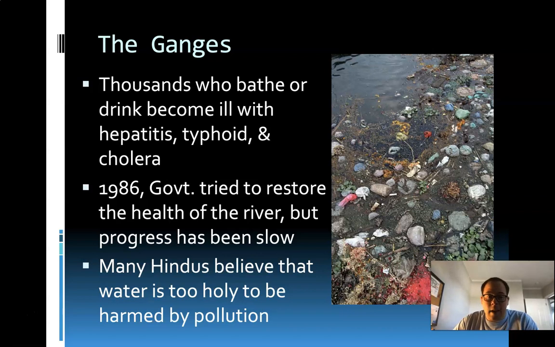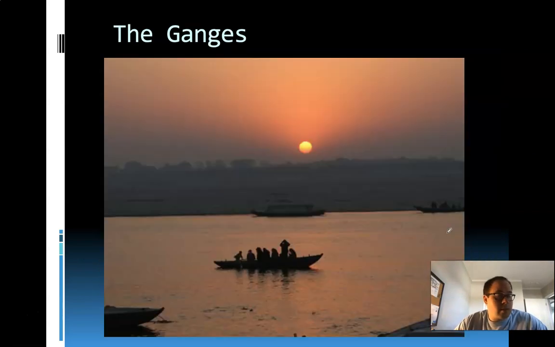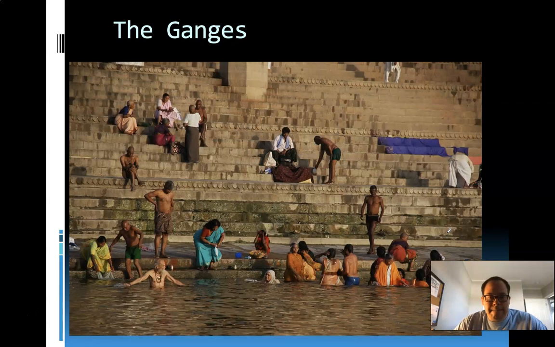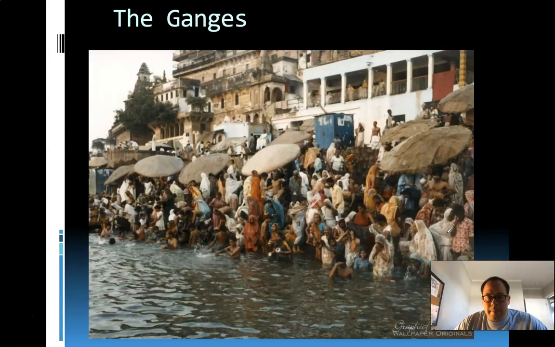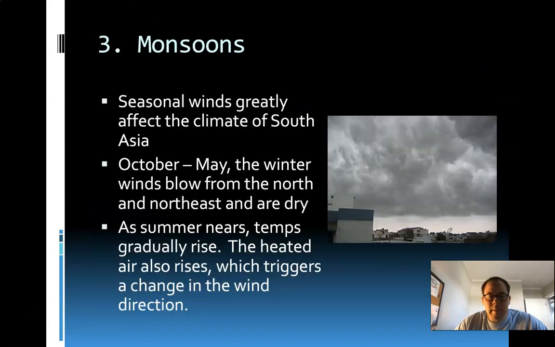And then in 1986, the government tried to restore the health of the river, but because it's such a large industrialized country and there's so many people that live in India, it's hard for them to really do this. Many Hindus believe that the water is too holy to be harmed by pollution. So here's some more pictures of the Ganges River. There's some of these stone steps that are there for people to bathe in. More people. Then looking at monsoons. Monsoons are seasonal winds.